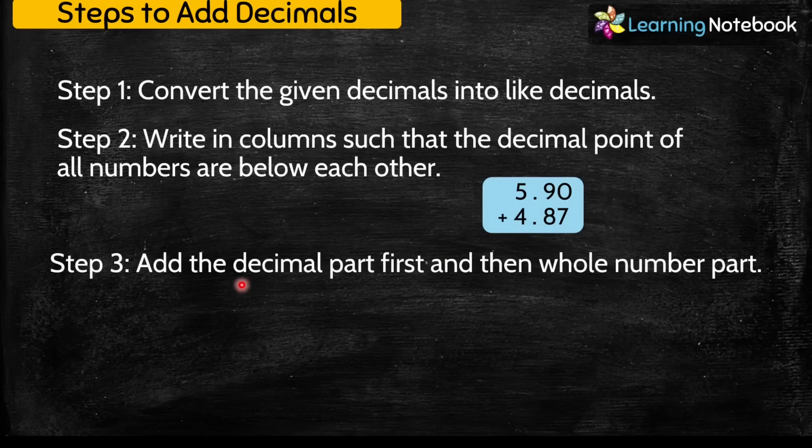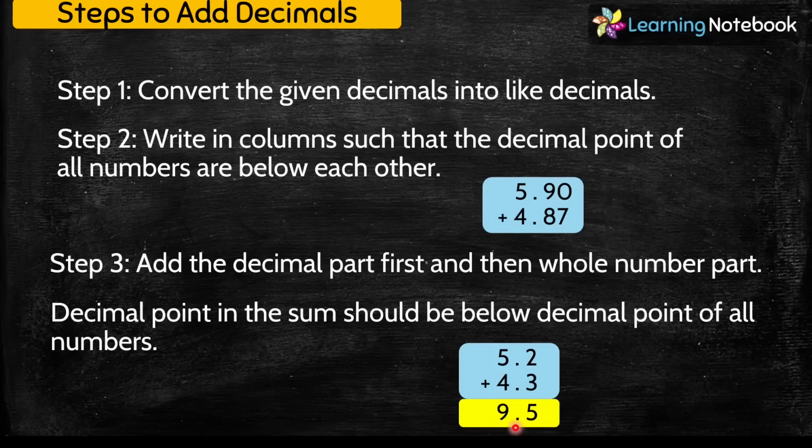In step 3, we will add the decimal part first and then the whole number part. Students, you have to make sure that the decimal point in the sum, that is in the answer, the decimal point should be below decimal point of all the numbers, as you can see in this example.